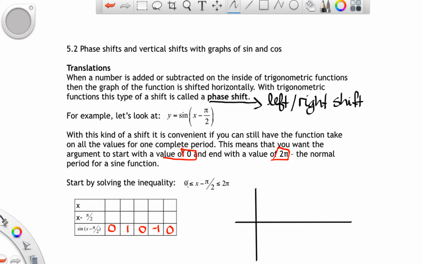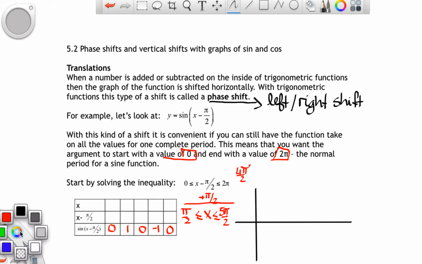And so that's what we're going to do. We're going to say, well, let's solve the inequality. We want x minus pi over 2 to start at 0, and we want it to end at 2 pi. So then you just solve this inequality. If I add pi over 2 on both sides, then I get pi over 2 is less than or equal to x is less than or equal to, and 2 pi could be written as 4 pi over 2, and 4 plus 1 pi over 2 is 5 pi over 2.